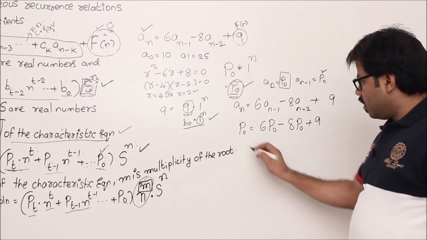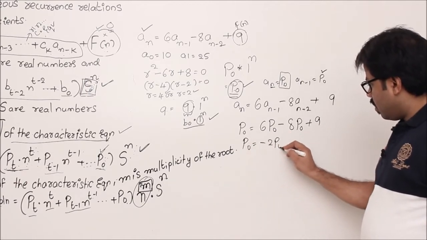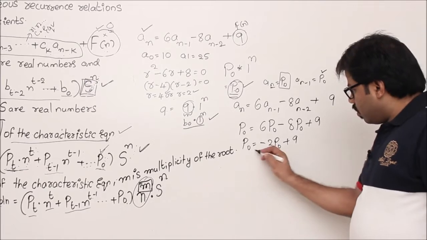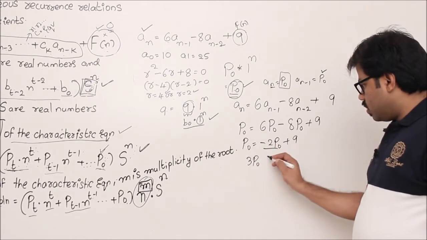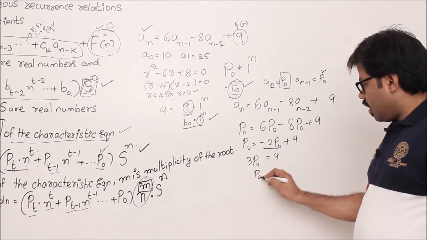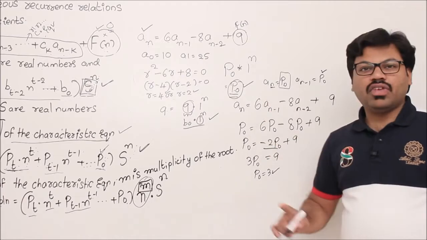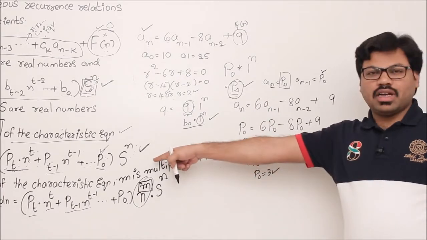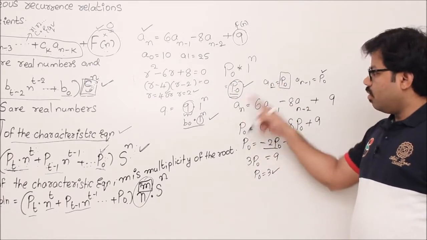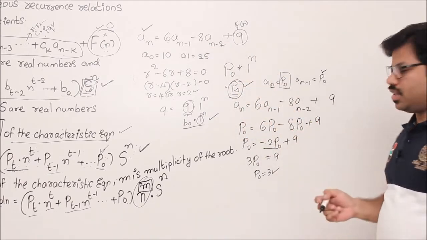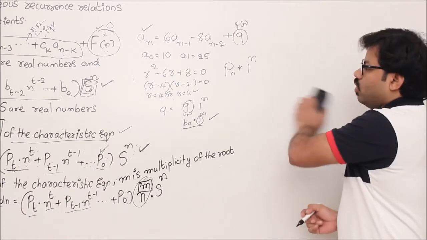Let's simplify it. P naught equals 6 p naught minus 8 p naught minus 2 p naught plus 9. So minus 2 p naught plus p naught will be 3 p naught, correct? If minus 2 p naught goes there, then equals 9, then p naught equals 3. I got the value of p naught. In that way, we can always find this kind of constants p naught, p1, everything by substituting that particular solution into the recurrence relation. That's it.